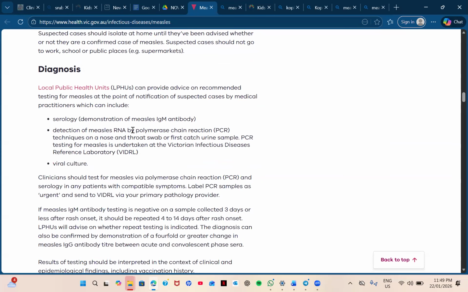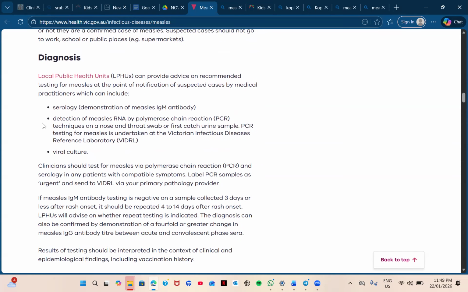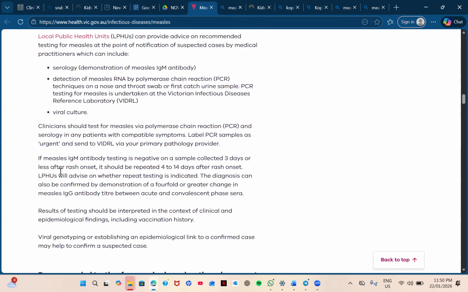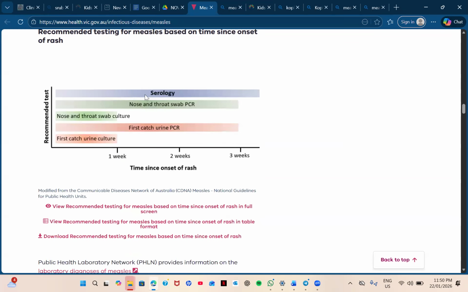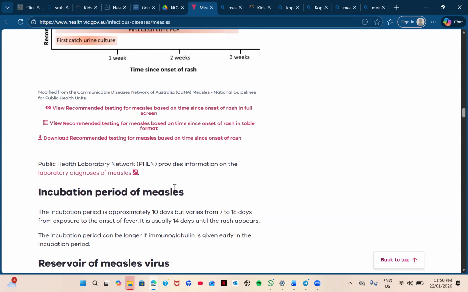So, diagnosis: what we can do for the diagnosis. Local public health units can provide advice, recommendations, and testing for measles. Serology demonstrates the measles IgG antibody, and detection of measles RNA by polymerase chain reaction, PCR. We can use PCR, viral culture, serology, but they are usually not asking about this part. They have given serology and everything, you can give it a read.